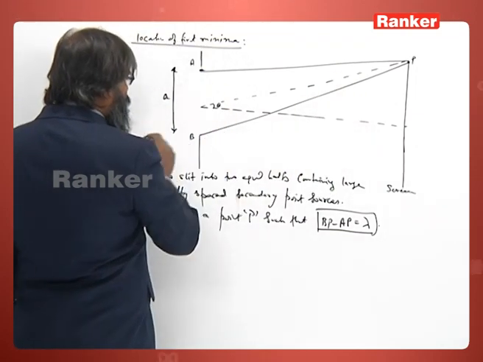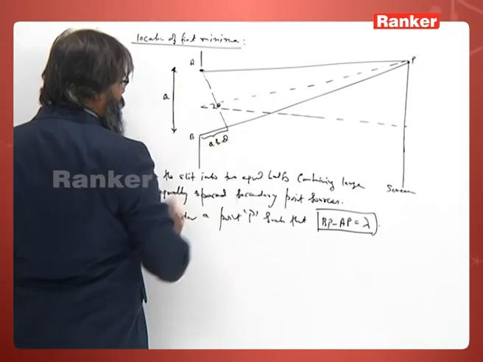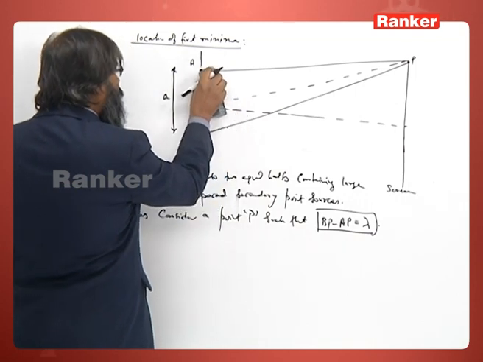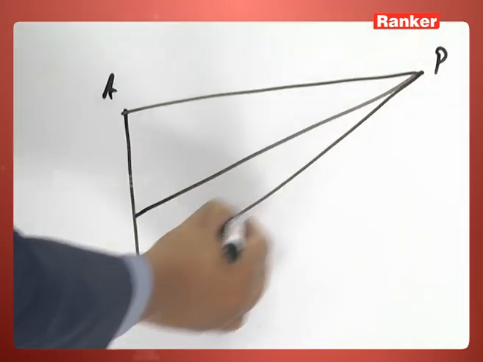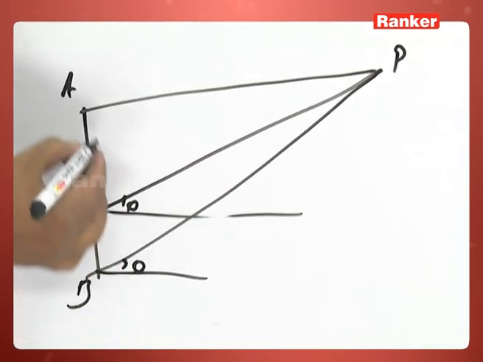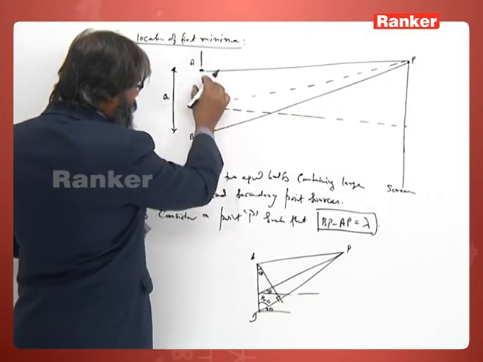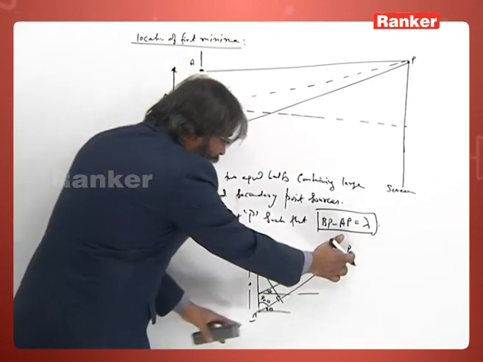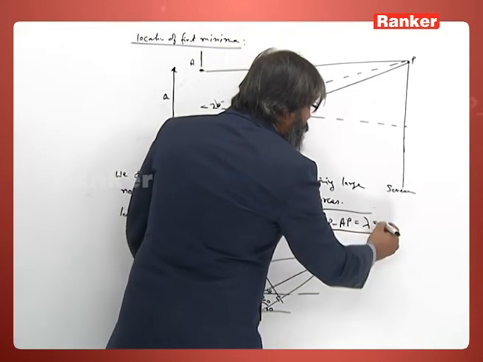So what is the path difference? If I drop a perpendicular here, this will be a sine theta. If it is not clear from this diagram, we will draw a separate diagram. Let us draw separately. This is AB. This is the point source P. We have assumed this angle is theta. Since this AB is small and P is far away, this angle is also theta. If I drop a perpendicular, this is theta, so this becomes 90 minus theta. This is a, so this is a sine theta. The difference of these two gives a sine theta, this distance. So the path difference is equal to a sine theta.